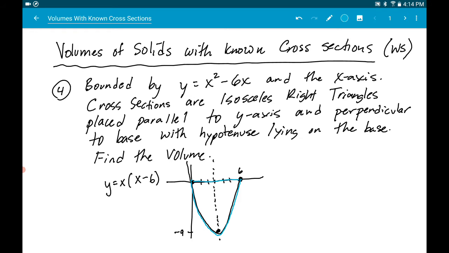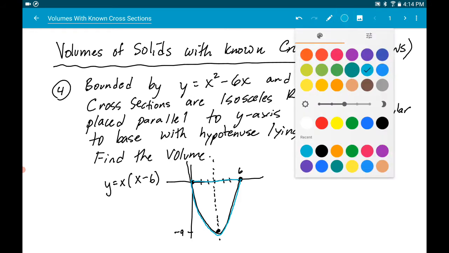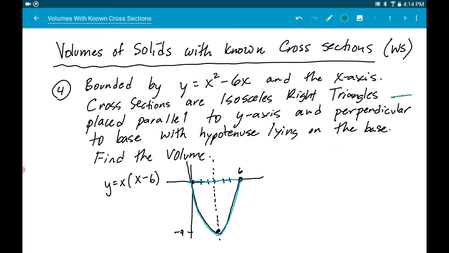Cross sections are isosceles right triangles. Just a reminder, that's a right triangle where the two sides, we'll call it S, are the same length, placed parallel to the y-axis. So I would draw this in as you go. So this is parallel to the y-axis. Kind of looks like an ironing board or something to me. I shouldn't say board, iron.